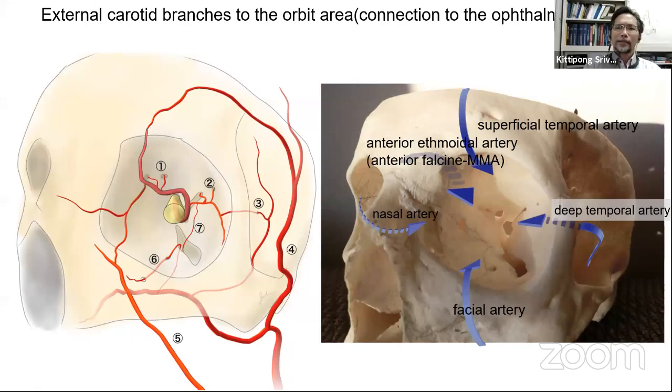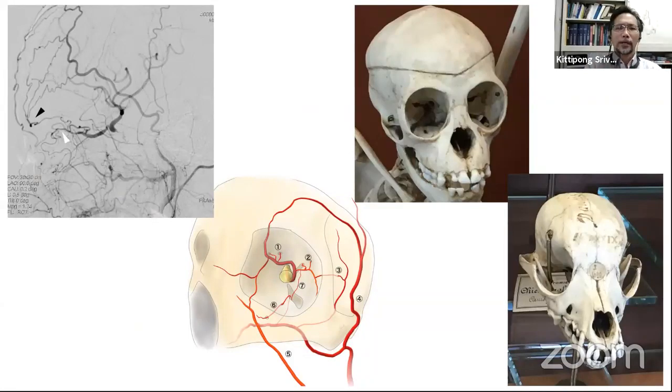Why is that? It's a surprise. It gets a very high supply from everywhere. Maybe it's because of this. Look at the bone. This is a bone of like a monkey or a gibbon. Okay, it's more like human. We have the whole surrounding of the bone for the orbit.